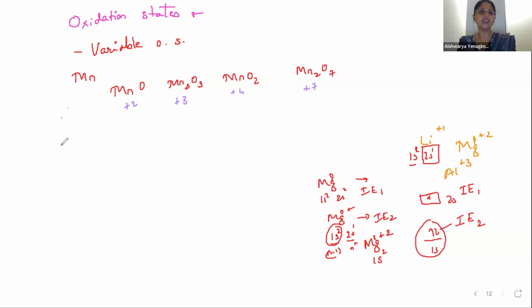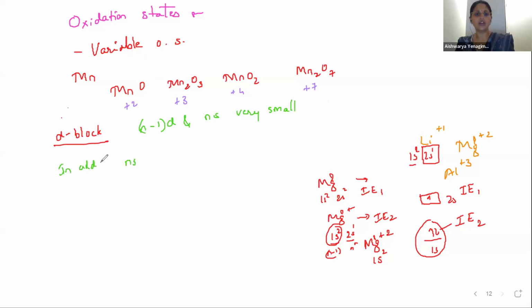But this is not the case in D block elements. Let us try to explain why D block elements show variable oxidation states. When we are talking about D block elements, the energy difference between n minus 1d and ns subshell is very small. Because the energy difference is very small, in addition to ns electrons, n minus 1d electrons are also lost. They also participate in bonding.